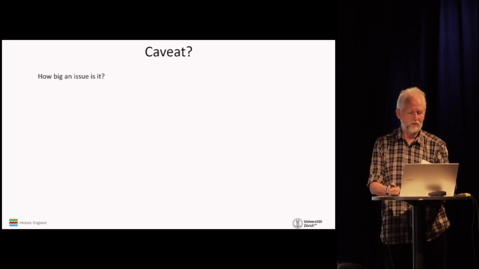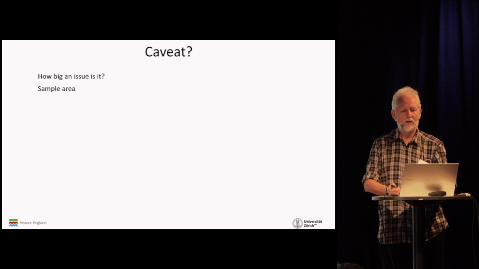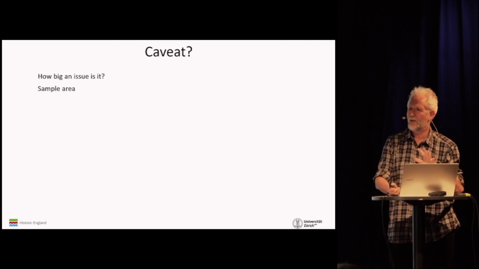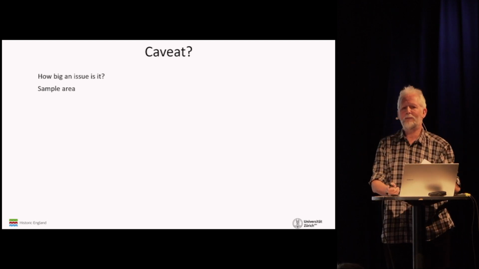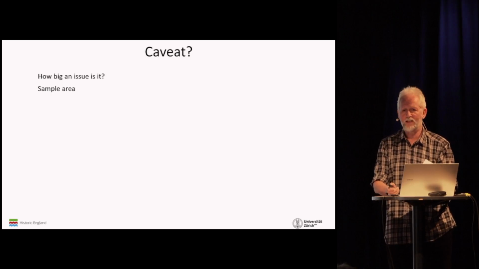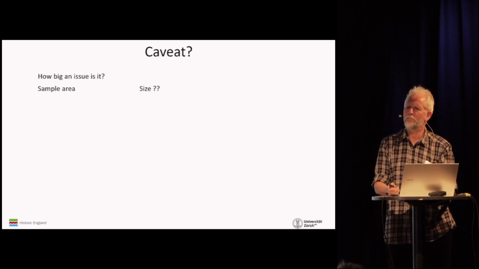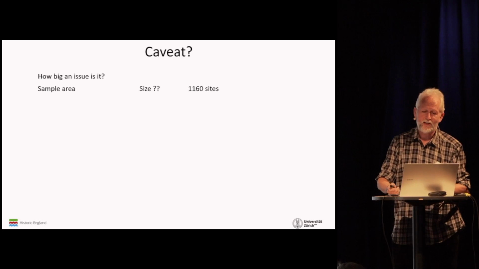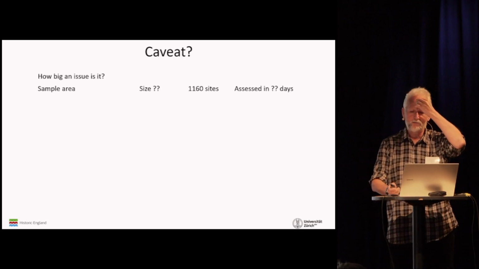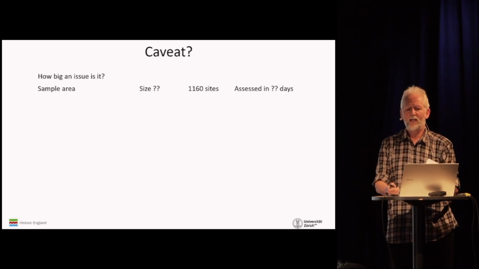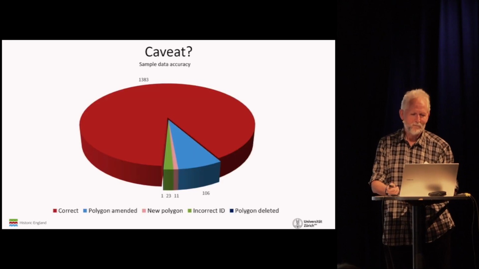And this is where I've just realised I haven't got the most up-to-date version. The sample area, at the same time as we were running this project, we also had people manually checking all the data that DSM came back with. And we looked at an area in central England of probably about 40... Sally, any idea? No. Okay, it was quite a large area and it came up with approximately 1,200 sites. And it was assessed in a relatively short time.